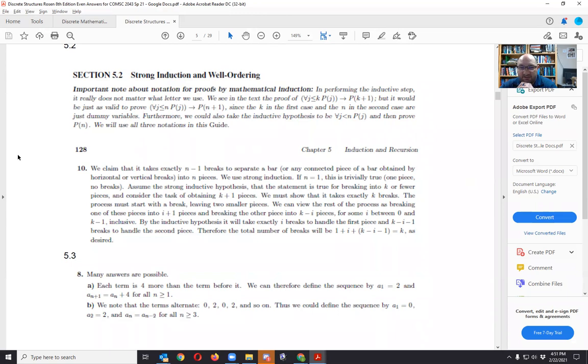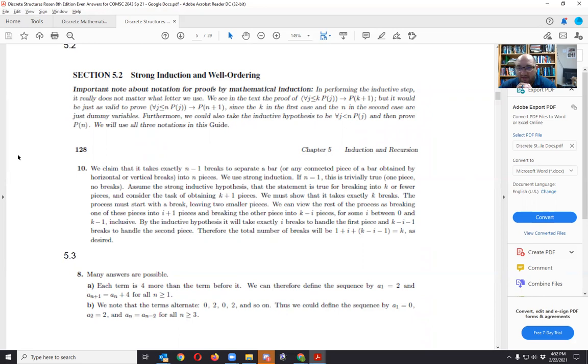The process must start with a break, leaving 2 smaller pieces, and we can view the rest of the process as breaking one of the pieces into i plus 1 pieces and breaking the other into k minus i pieces for some i between 0 and k minus 1 inclusive.